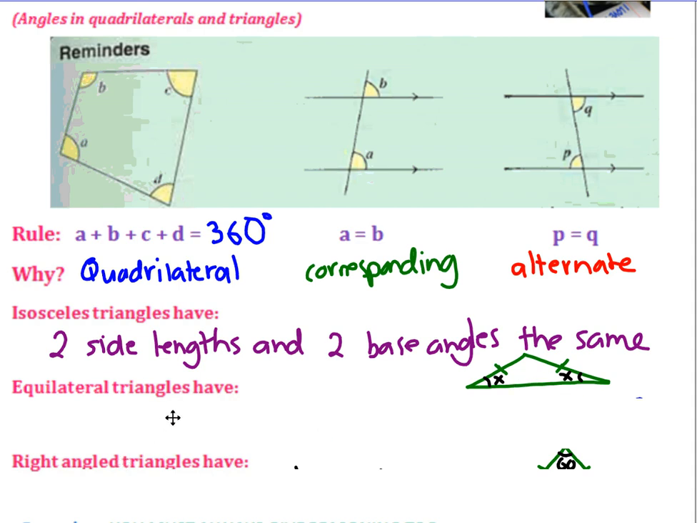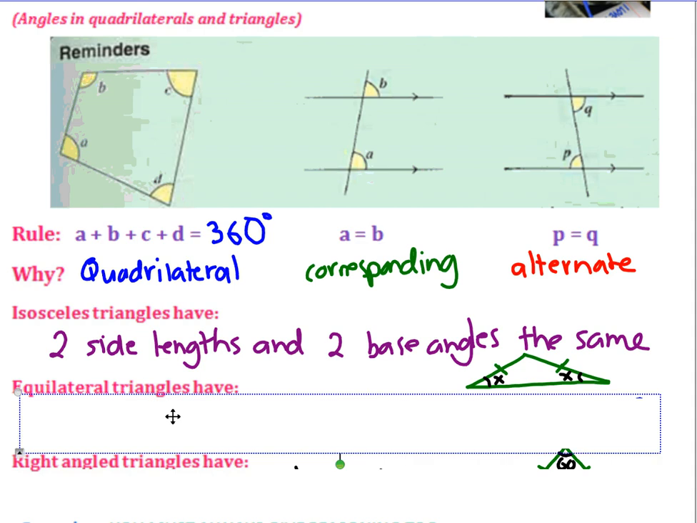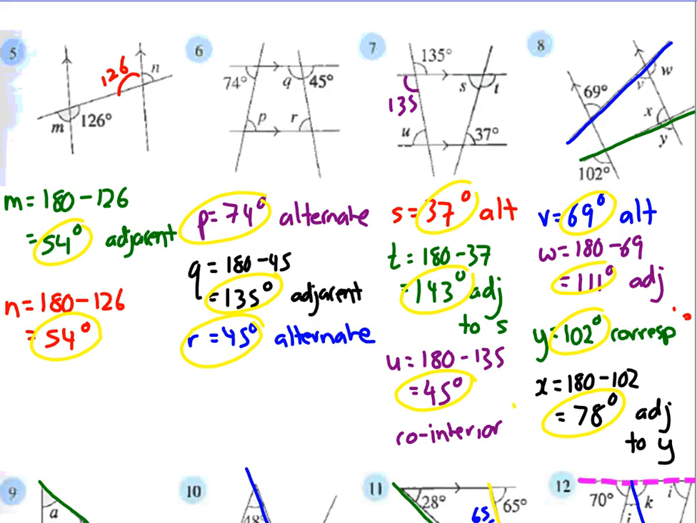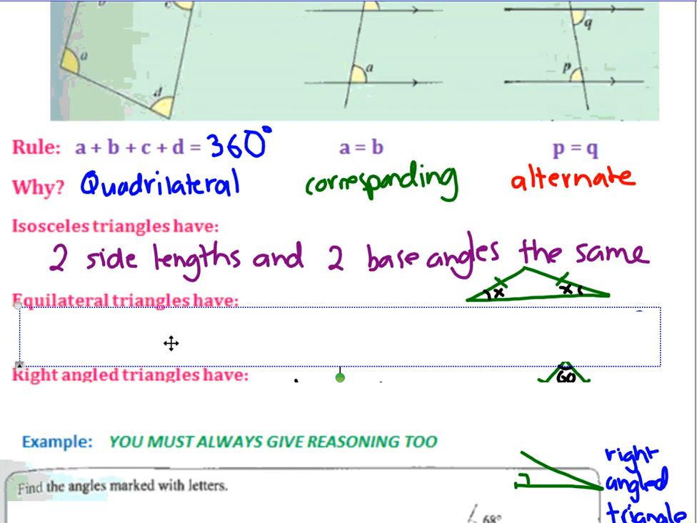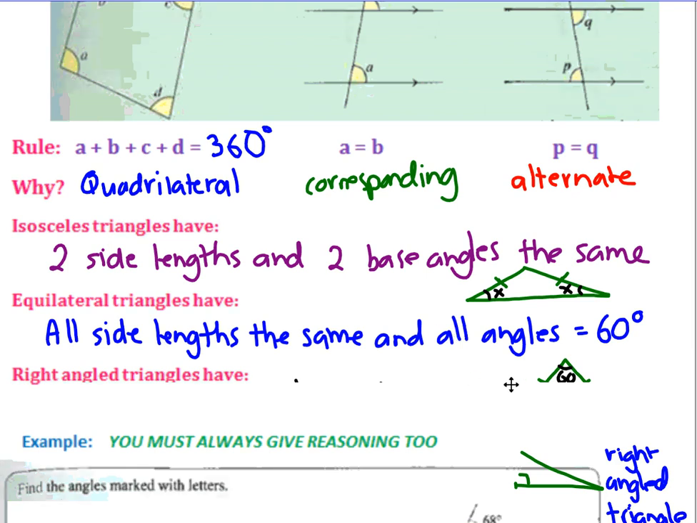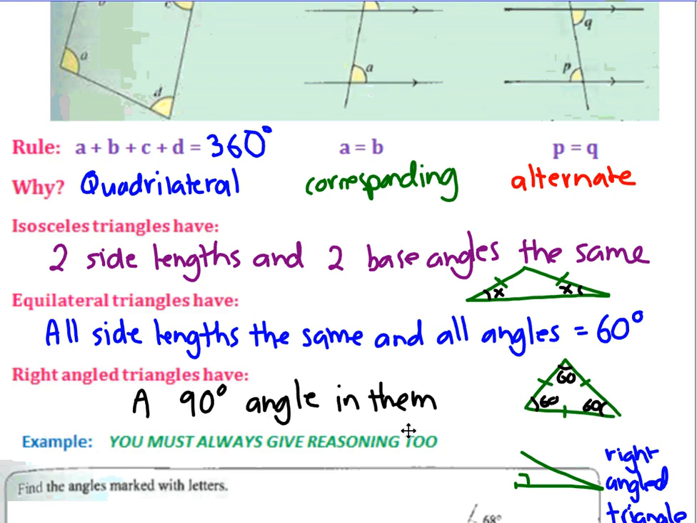What do equilateral triangles have that make them special? That's right, they have all three side lengths the same, and all angles are 60 degrees, like that particular one. And then right angle triangles have a 90-degree angle in them. Nothing special about the side lengths, they just have a 90-degree angle in them. So equilateral triangles look like this, all three side lengths are the same, so put a stick on each one, and all the angles are 60 degrees, because 180 divided by 3, because they're all equal, equals 60 degrees.